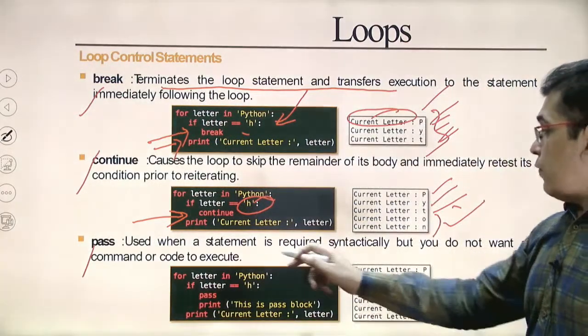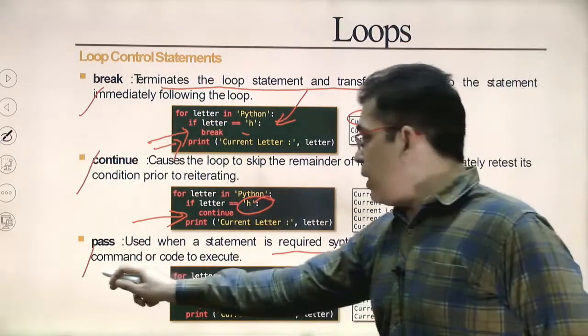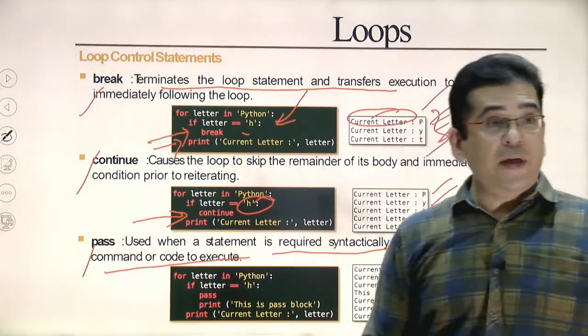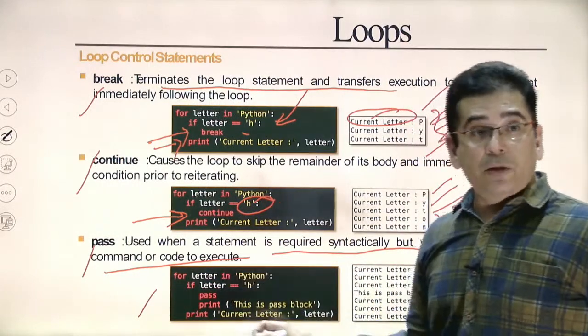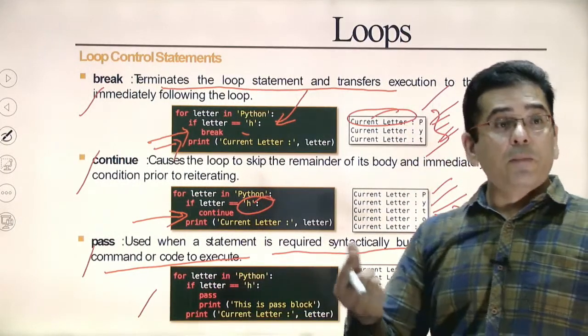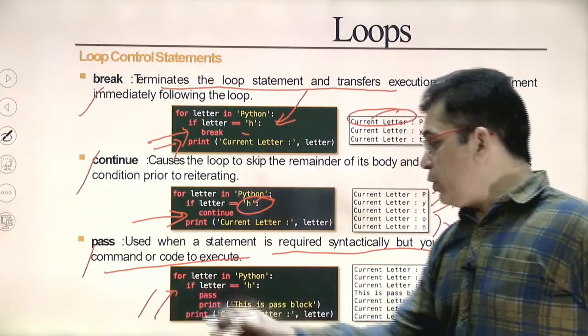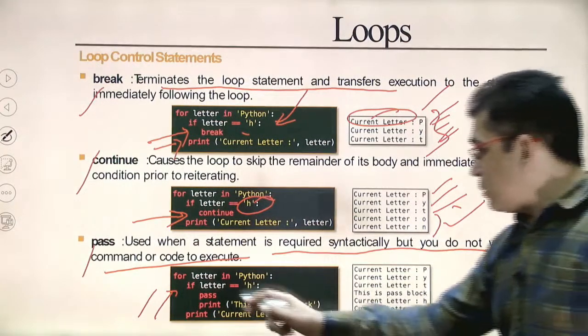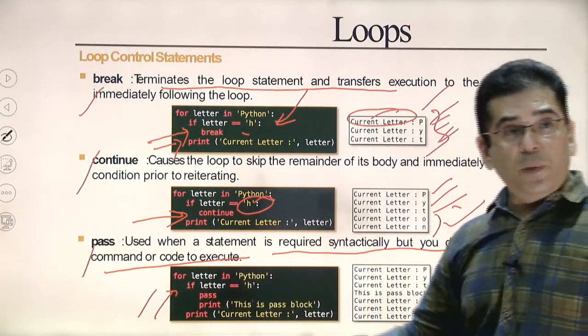Then the last one is the pass statement. It is used when a statement is required syntactically, but you do not want any command or code to execute. In that case, just understand this example. For letter in Python, I have taken the string as Python. If letter is equal to H, once this condition is true, I simply write pass. I jump to the pass block and print current letter.